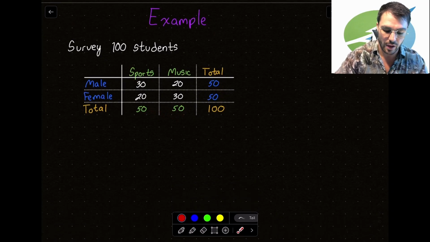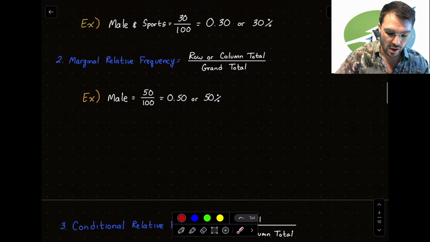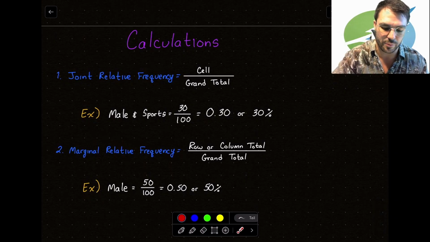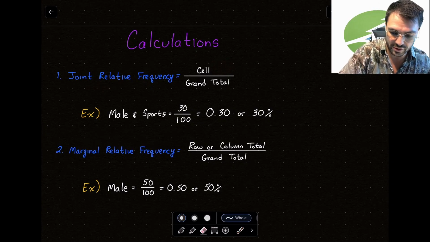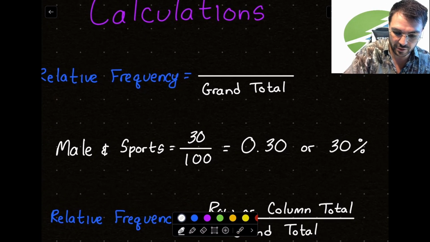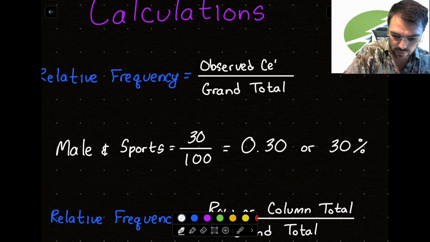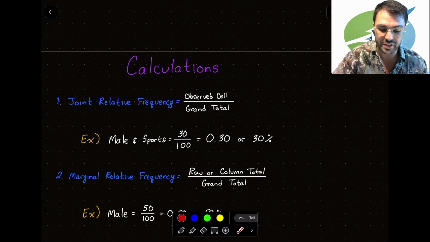Okay. All right. I have all three here. We have the calculations for all three of them. They're very simple calculations. Joint relative frequency is the observed cell. I should make a note of that instead of just cell. Let's call it observed cell. Joint relative frequency is the observed cell divided by the grand total.